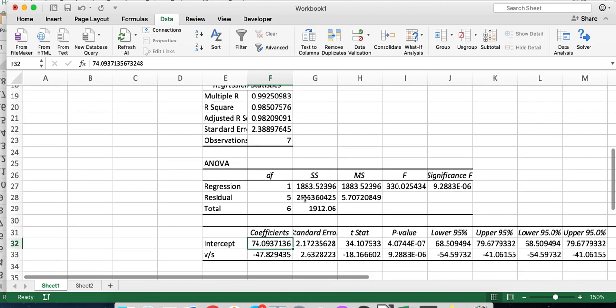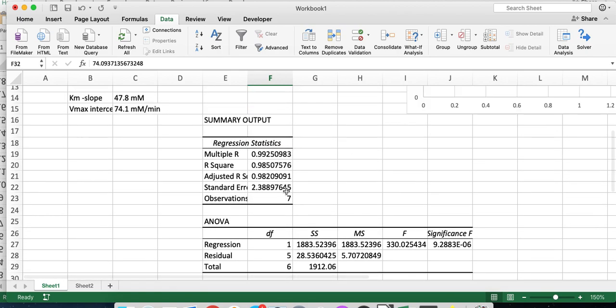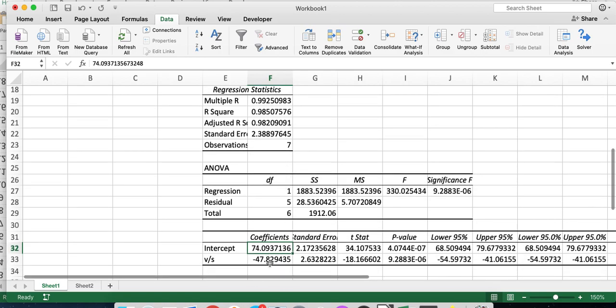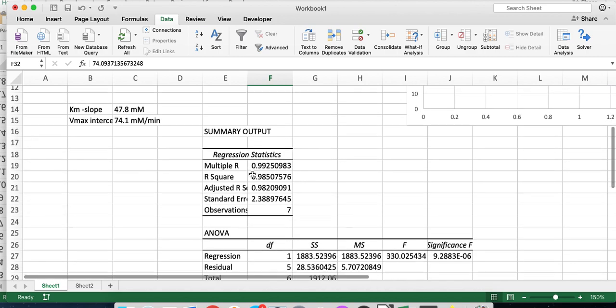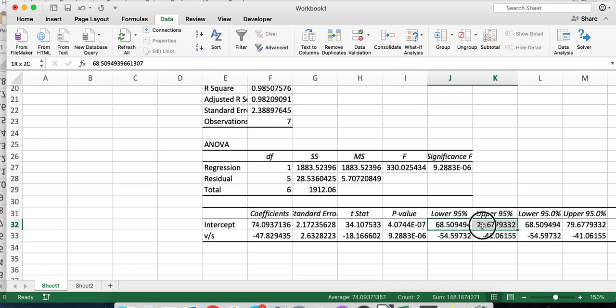So here we have 74.09 or 74.1, that is our Vmax. That is what we also got from the trend line. And we got -47.8 for the negative slope, so our Km would be this. So far, so good, but we get more information because we also get the lower and the upper bound for Vmax and Km.